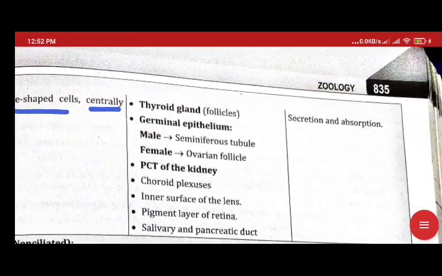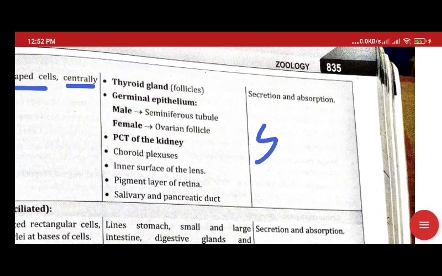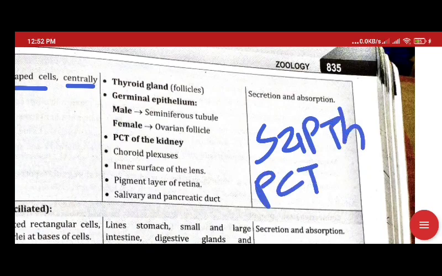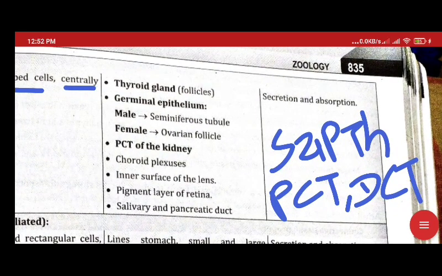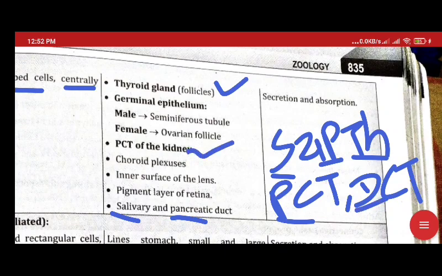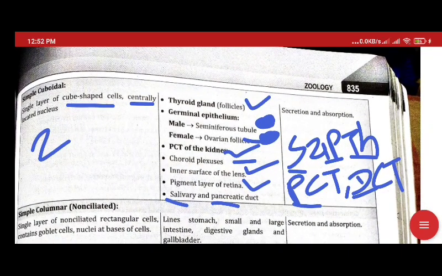Now here we have a trick: PCT, DCT, lens, retina. SAPT means salivary gland, pancreatic gland; TS means thyroid. PCT, DCT should be here, also lens and retina. This is the lens, and this is the retina. Choroid plexus, seminiferous tubules and ovarian follicles, the germinal epithelium, also belong here.